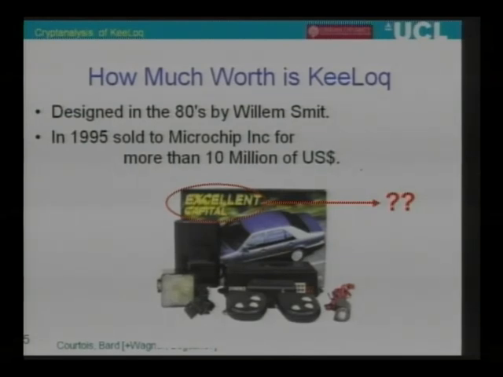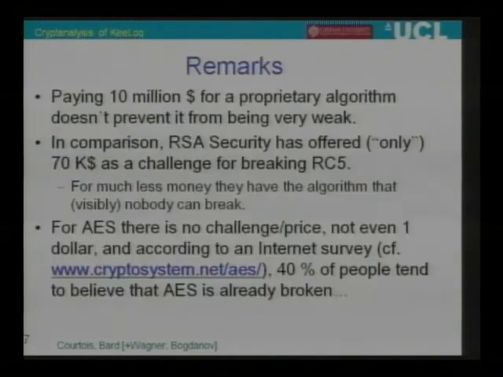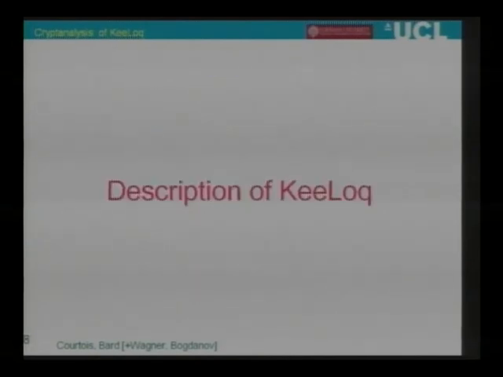The funny thing is that you have open source cryptography, such as AES or DES. Keeloq was sold for $10 million. I don't know if you have realized that. Proprietary cipher, very, very weak. Should have a security level comparable to DES. Well, it doesn't have. The funny thing is also that there are challenges for cryptographic algorithms. For example, $70,000 for RC5. But $10 million is really a lot.